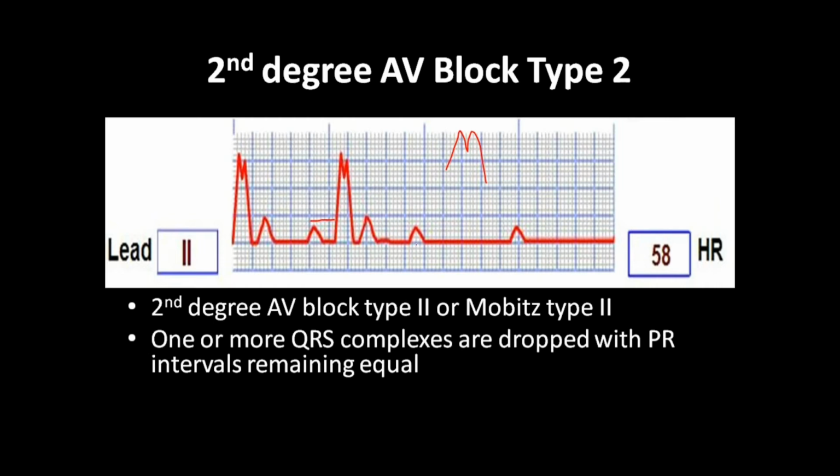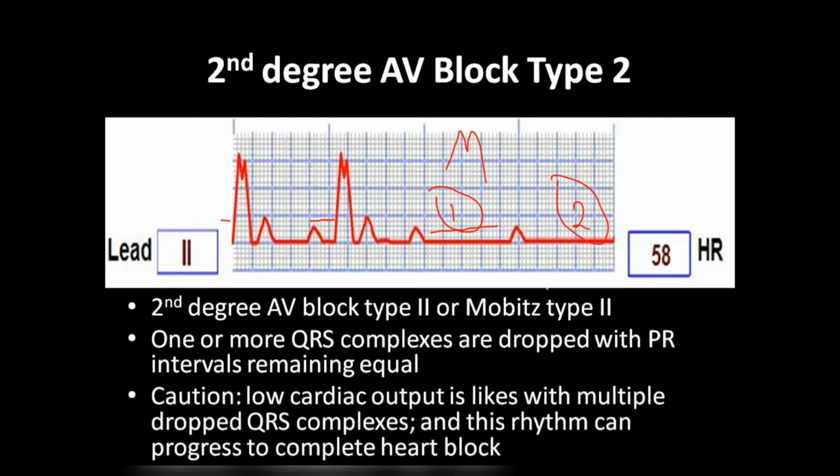but there is one missing QRS complex, and here again a P wave, and again a second QRS complex is missing. So one or more QRS complexes are missing in this case, so that is called second degree AV block type 2, but the PR interval will be equal. I don't have another reading of the PR interval, so here the PR interval will be equal, okay.